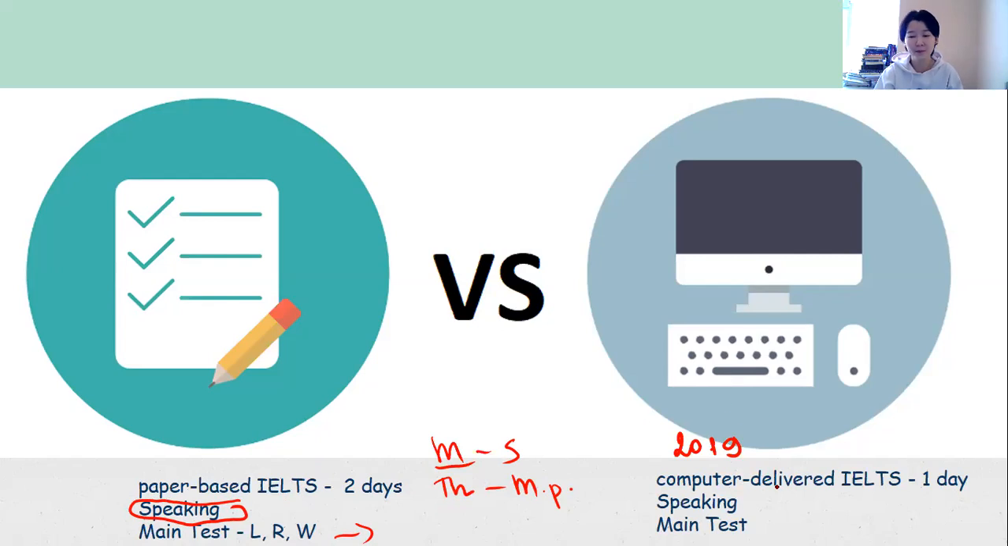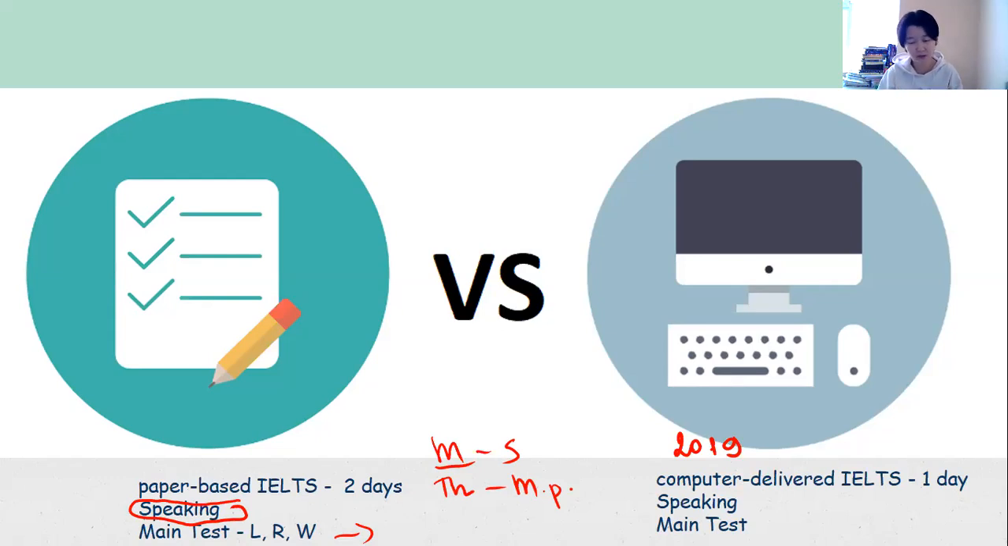Then, what about computer-delivered IELTS? This is very convenient for students who tend to procrastinate, or who have burning deadlines, because computer-delivered IELTS will take only 1 day. Maybe in the afternoon you take the speaking part and in the morning the main test, or vice versa: in the morning the main test, in the afternoon speaking.